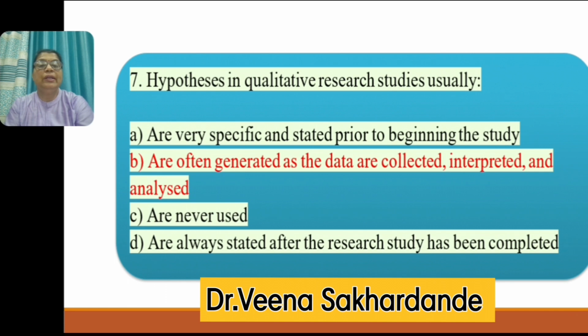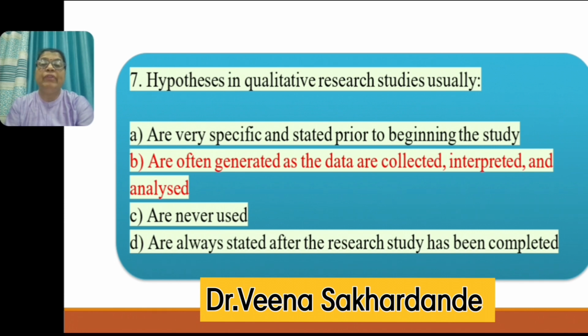So hypotheses in qualitative research studies are often generated as data are collected, interpreted and analyzed, because they are tested at the end of the study after analysis. After the analysis we will come to know whether the hypothesis we formulated is proved and fulfilled the criteria, and after analysis only can we interpret whether it is generated or tested at the 0.05 level of significance. So the correct answer is B: often generated as data are collected, interpreted and analyzed.